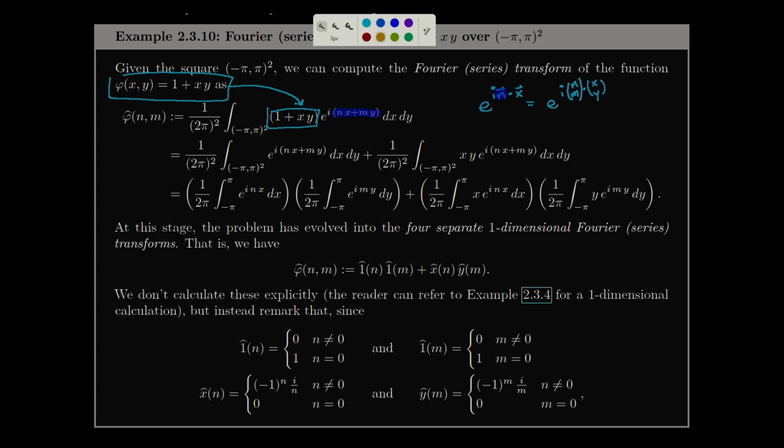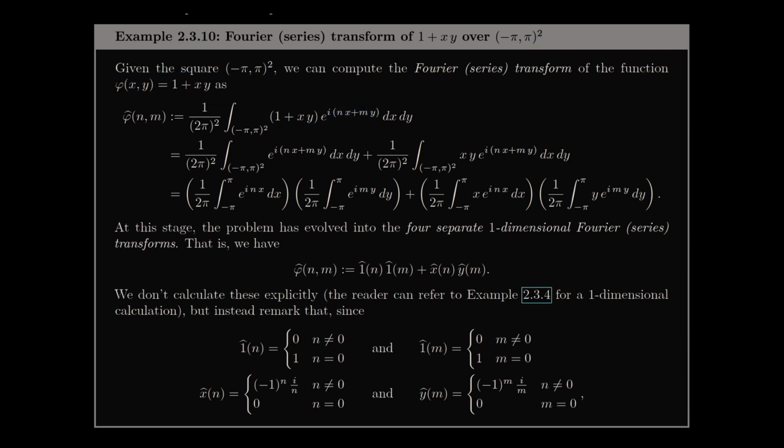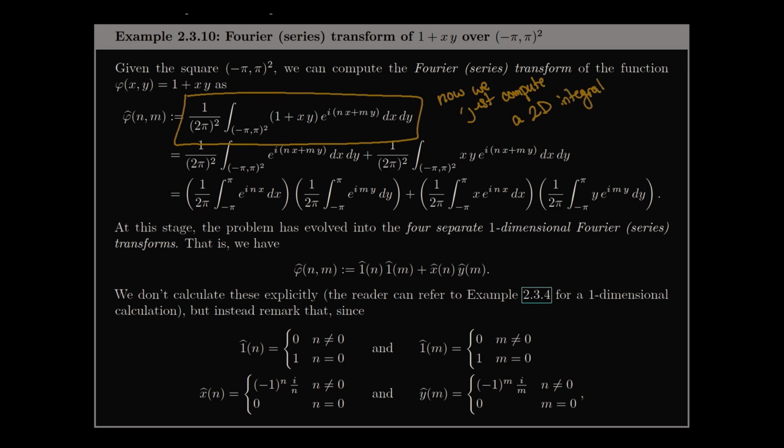And then if I go ahead and compute this dot product, what do I get? I get e to the i, compute the dot product, n times x plus m times y. Okay, so this really is the dot product that my definition includes. And at this point, all I have to do is actually compute. Now we just compute a two-dimensional integral. So we're just going back to calculus 3 when you all learned how to compute two-dimensional integrals.